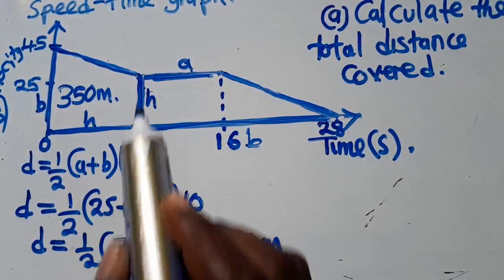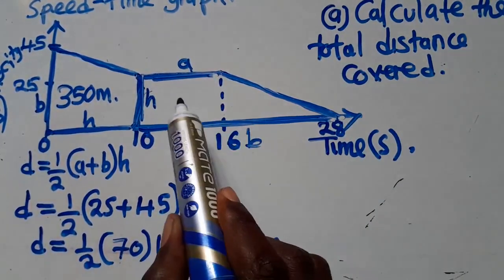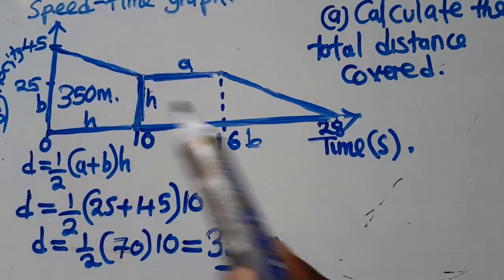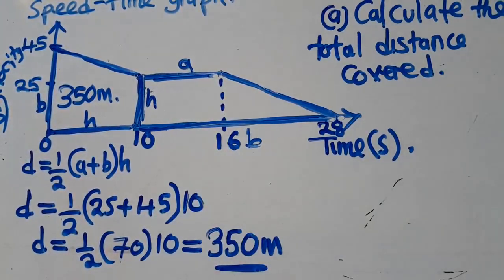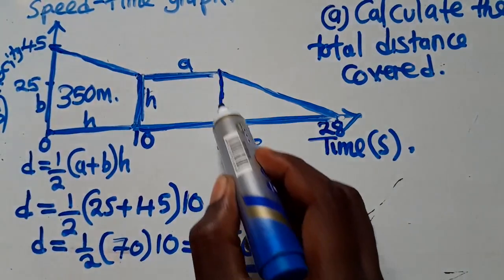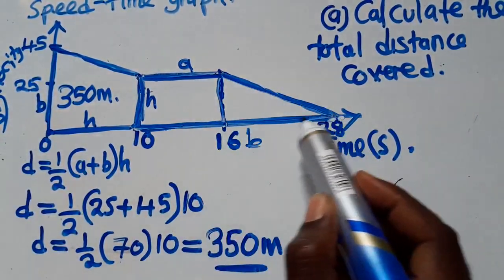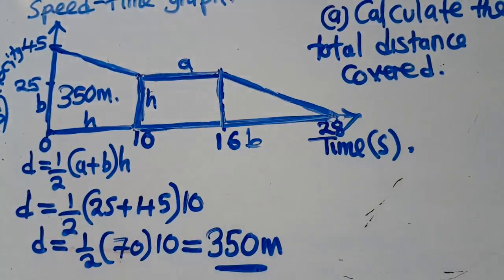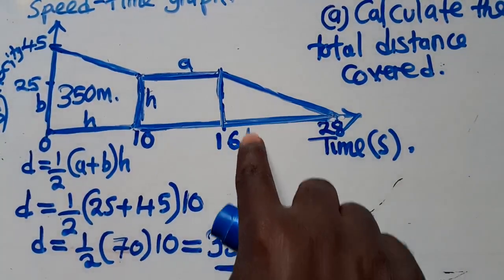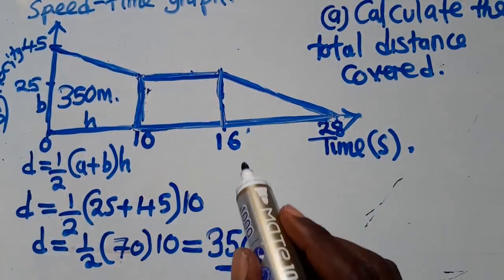This now becomes H. It is now a trapezium. Have you seen? If you want, you can use the formula of... Okay, let me not use a trapezium. Let me just say, here this is a rectangle. Have you seen? This is a rectangle here. And this is a triangle here. Let me use this formula. But if you want, you can use a trapezium. It is just one and the same thing. Let me use it. That is a rectangle.